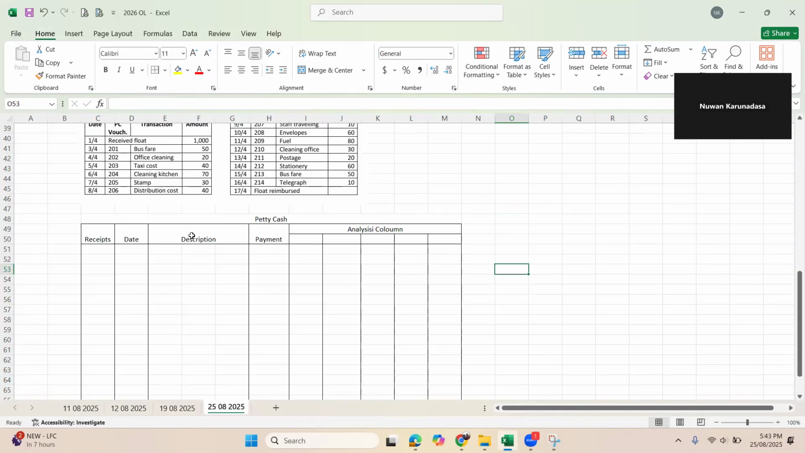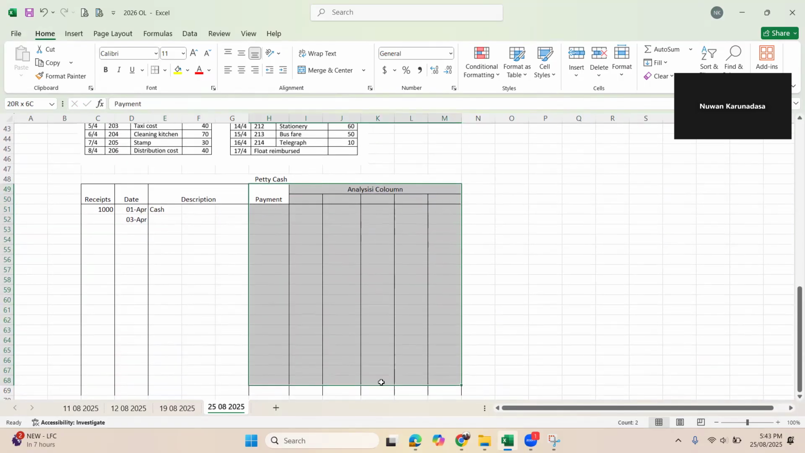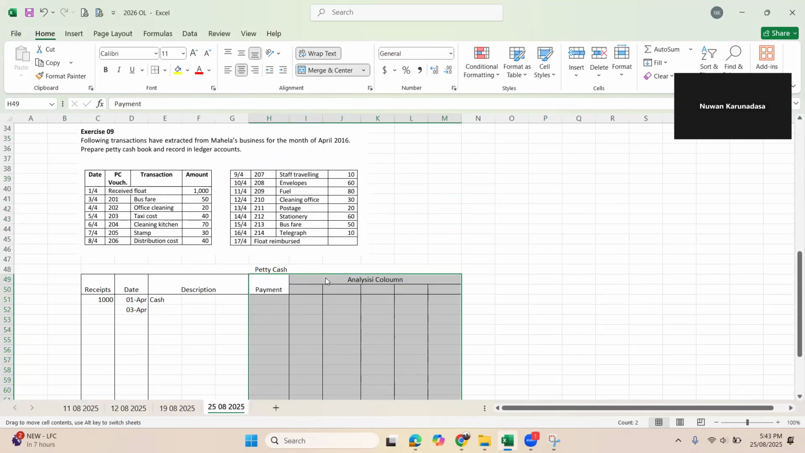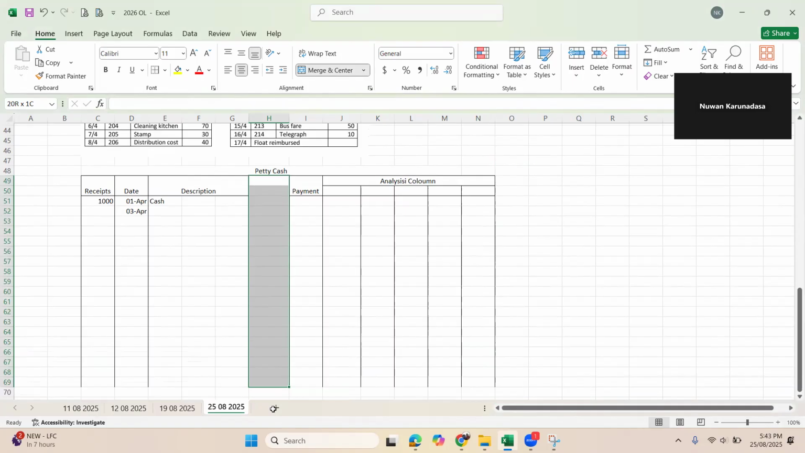Right, what are the payments they have made? You have to analyze them under the given analysis columns. We'll see. The first receipt is 1,000, the date is 1st of April, description cash. You have collected cash. It's not a payment, it's a receipt. The next one is 3rd of April, where a payment voucher number is given. So if needed, you can have a column for the payment voucher number, because they have given the payment voucher number.